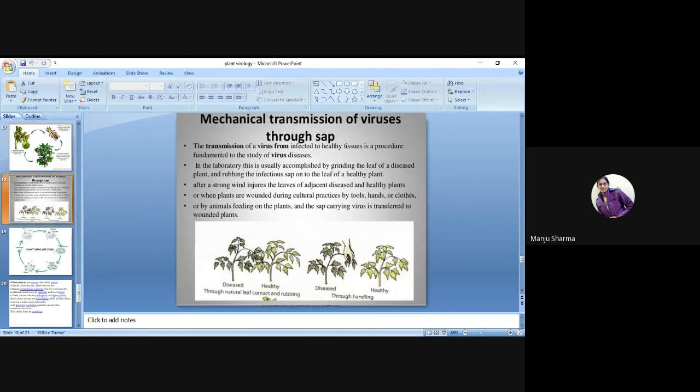Then the mechanical transmission of viruses through the sap. Here, the transmission of a virus from infected to healthy tissues is a procedure fundamental to the study of virus diseases. In the laboratory, this is usually accomplished by grinding the leaf of a diseased plant and rubbing the infectious sap on the leaf of a healthy plant.